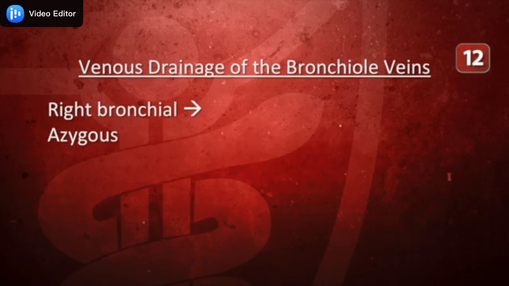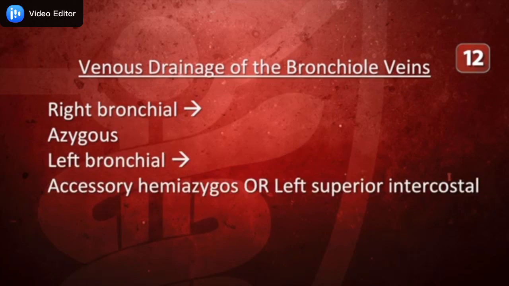The bronchial veins have variable drainage patterns, but commonly the right bronchial vein or veins drain, usually indirectly, into the azygous vein, while the left bronchial veins drain, again usually indirectly, into the accessory hemiazygous vein, or the left superior intercostal vein, which drains into the left brachiocephalic vein.